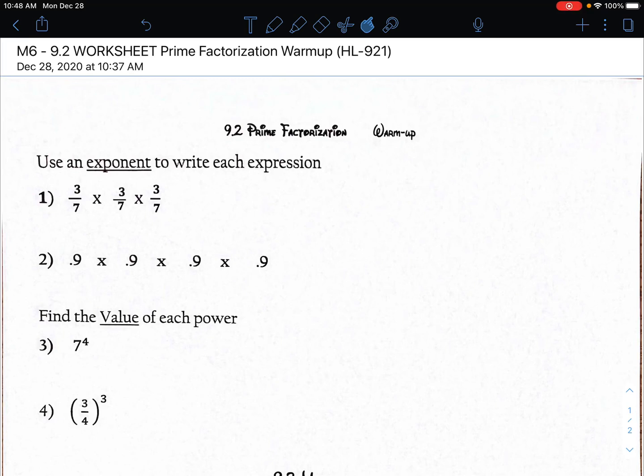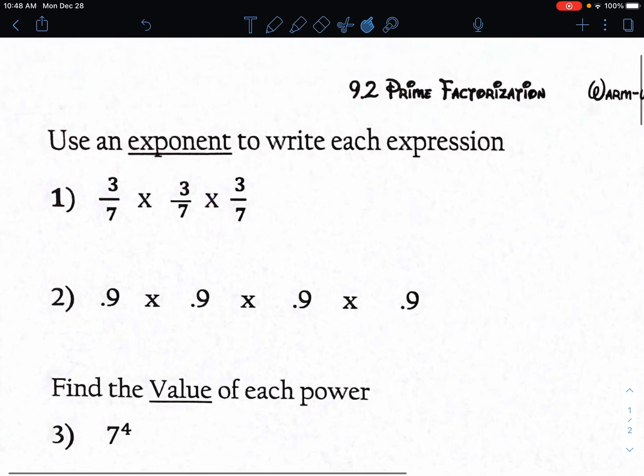All right, we are going to start on this warm-up on prime factorization. Let's begin. Use an exponent to write each expression. We have 3/7 times 3/7 times 3/7. And if you remember, if you're multiplying the same thing over and over, in this case 3/7 three times, we can rewrite it or simplify it to just this: 3/7 to the third.